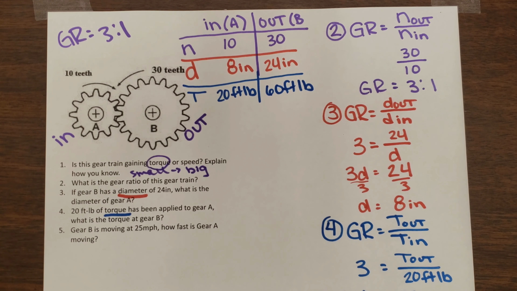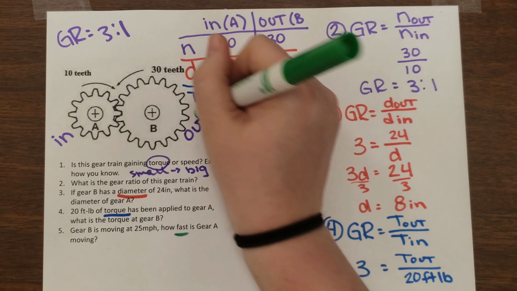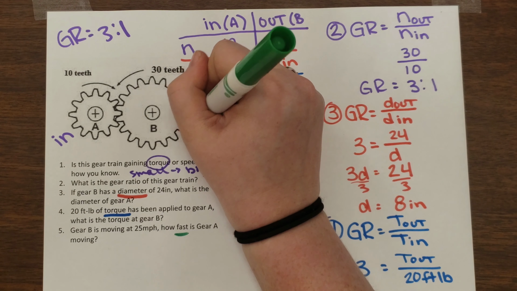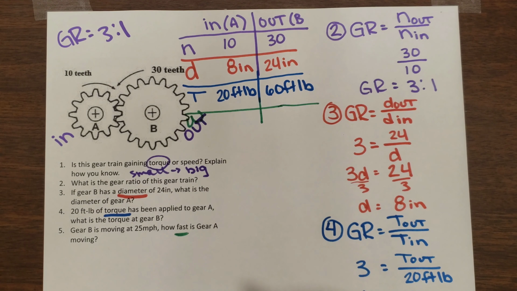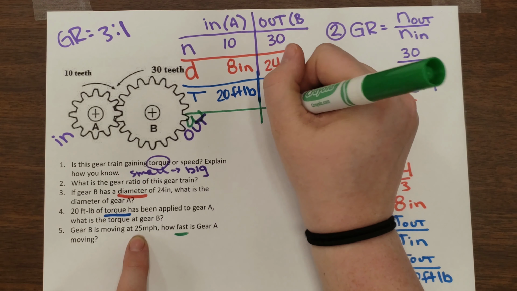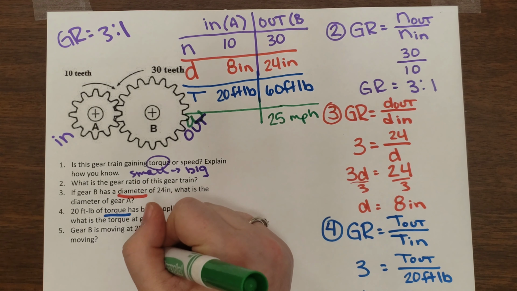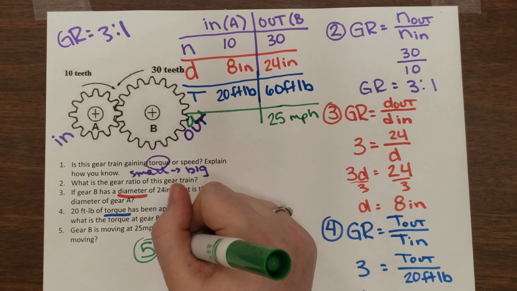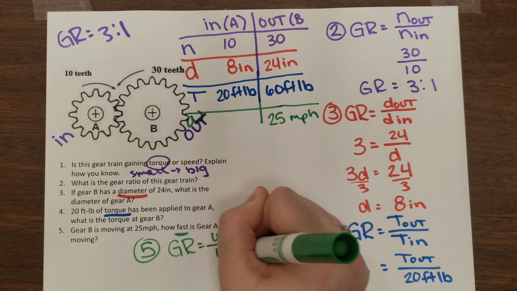And the last question, question number 5, says we have gear B moving at 25 miles an hour. How fast? So this keyword fast tells me that I'm going to be finding the speed. Speed is represented by a lowercase omega. So I know gear B, 25 miles an hour. B is my output. So I've got 25 miles per hour. I know my gear ratio formula is gear ratio equals speed of the input divided by speed of the output.